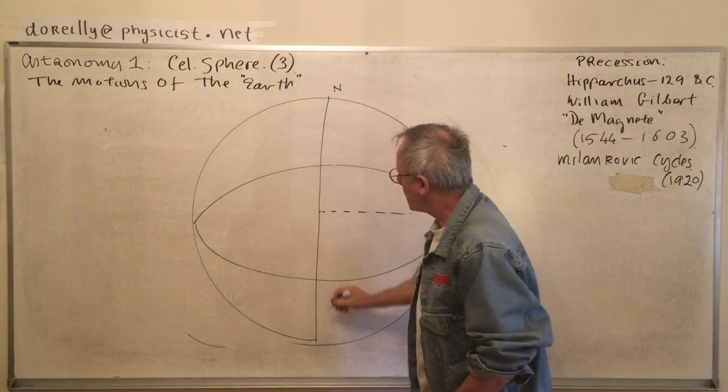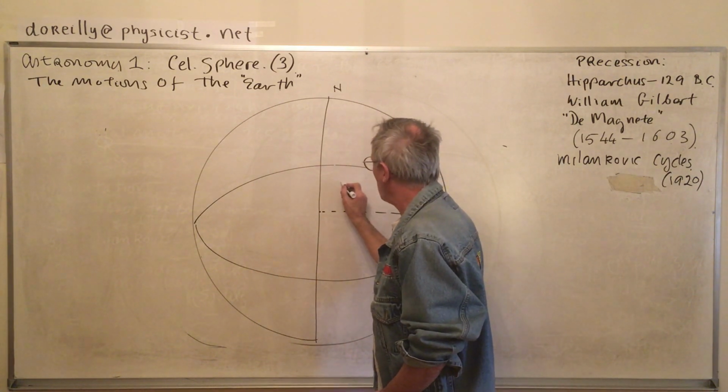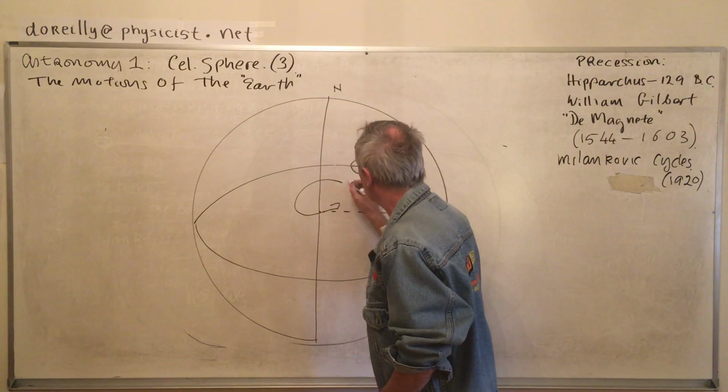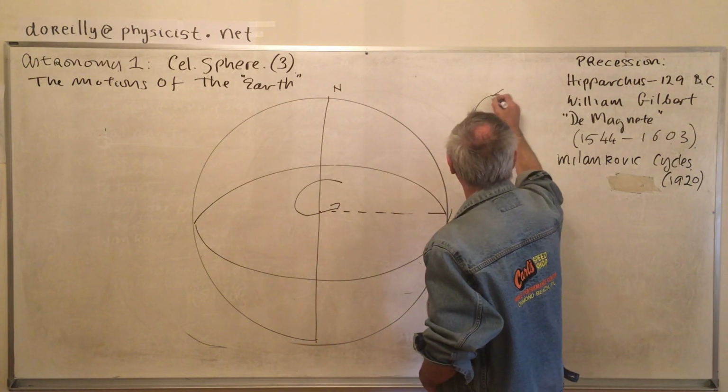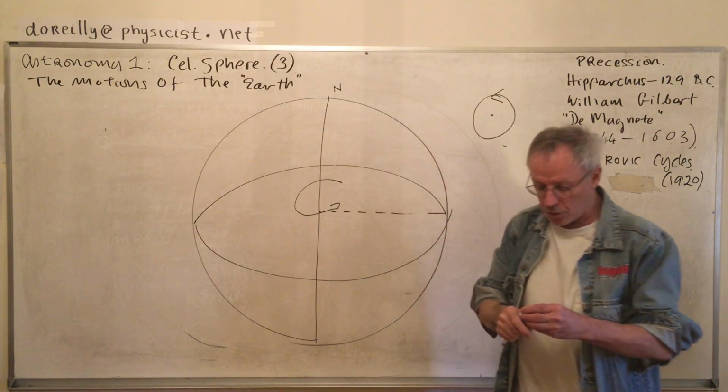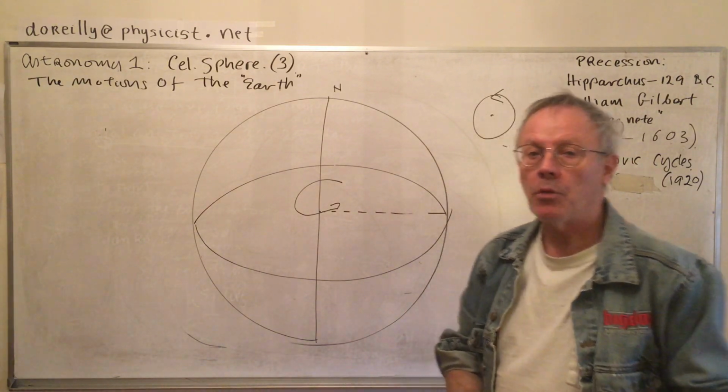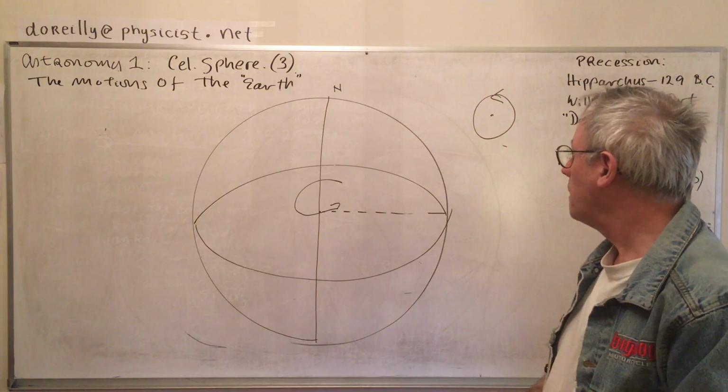Now let's put the Earth's axis in like that, and the Earth is going to be moving anti-clockwise if you look down on it. If you look down on the Earth with the North Pole there, the Earth is turning anti-clockwise. That ensures that the Sun, as we know, rises in the east and sets in the west.